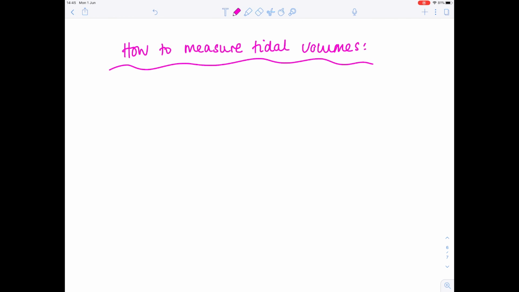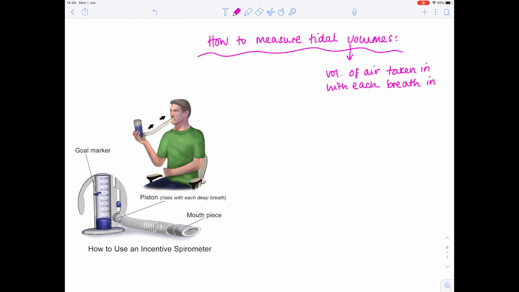So next up, how to measure tidal volumes, which remember is the volume of air taken in with each breath in. When we look at measuring tidal volumes, what we really need to use is a spirometer. And as you can see, there's a tube which you breathe into, and so the volume of air expired can be measured, which remember is the same as the volume of air taken in.